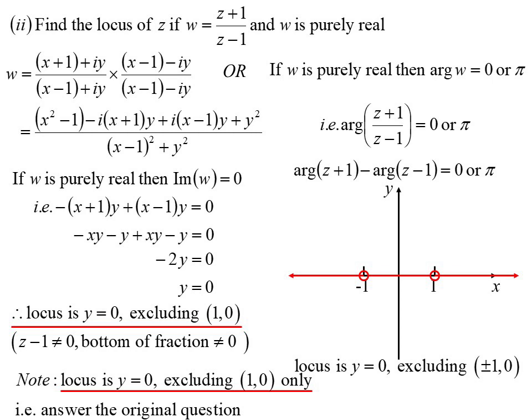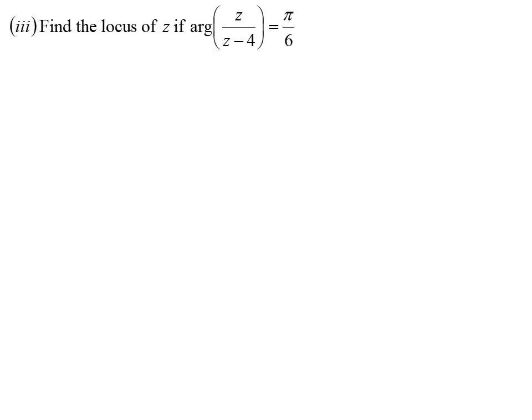All right, let's do this one then. Argument of z on z minus 4 is pi on 6. So this is the one where we saw argument, and I've got a linear function on the top, which is z, and on the bottom of the fraction is another linear function, z minus 4, equal to some number. Conveniently it's in radians for me.